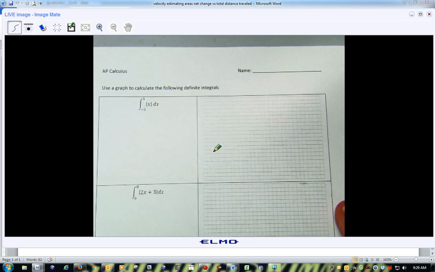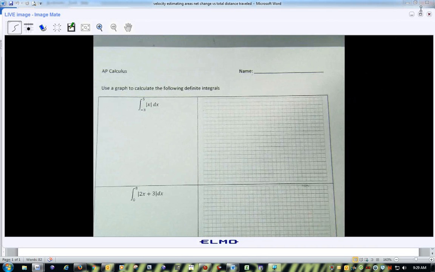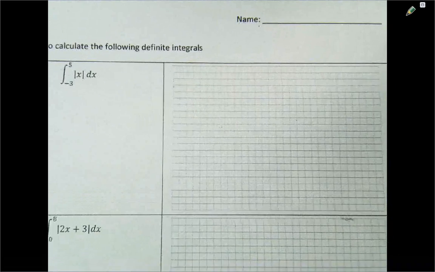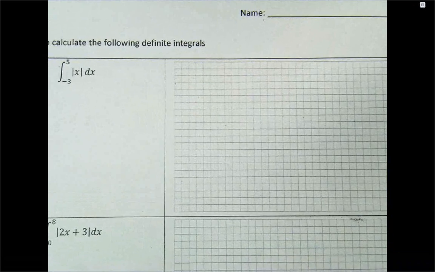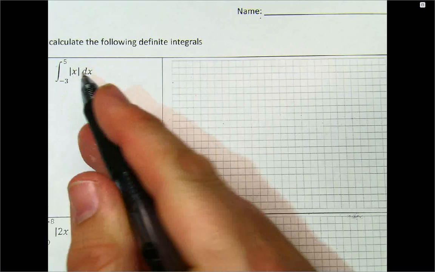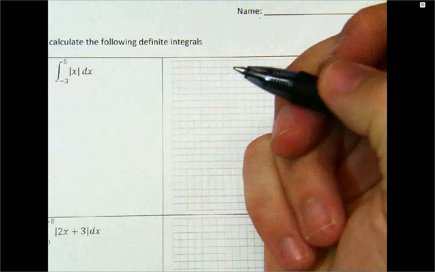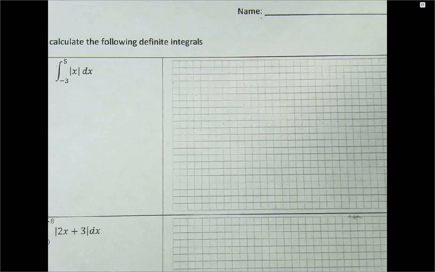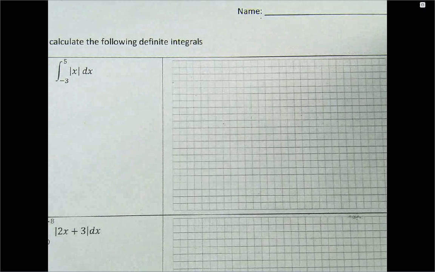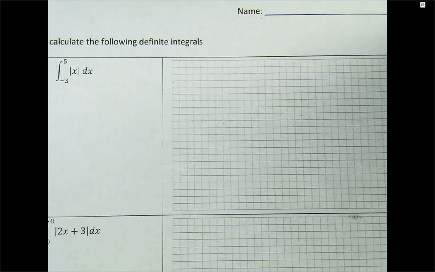Alright, so let's take a look at this first guy right here. And I gave you a lot of graph space so you can actually graph this. Now we want to graph absolute value of x. Now, what does the graph of an absolute value function look like? It looks like a V.